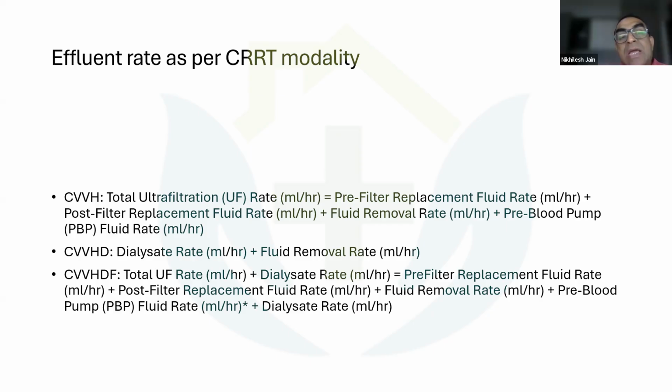For CVVHD, dialysate rate in mils per hour plus fluid removal rate will give you the answer. For CVVHDF, total ultrafiltration rate in mils per hour plus dialysate rate, which is again in mils per hour, is equal to pre-filter replacement fluid rate in mils per hour, plus post-filter replacement fluid rate, again mils per hour, plus fluid removal rate in mils per hour, plus pre-blood pump fluid rate in mils per hour, plus dialysate rate in mils per hour. If you compare all three formulas, you can put them together in one place and try calculations that way.